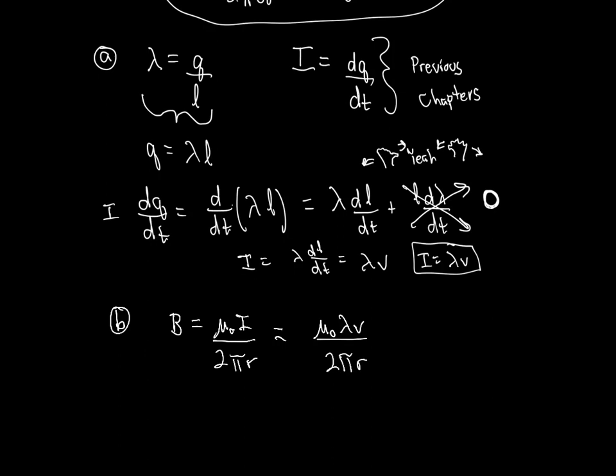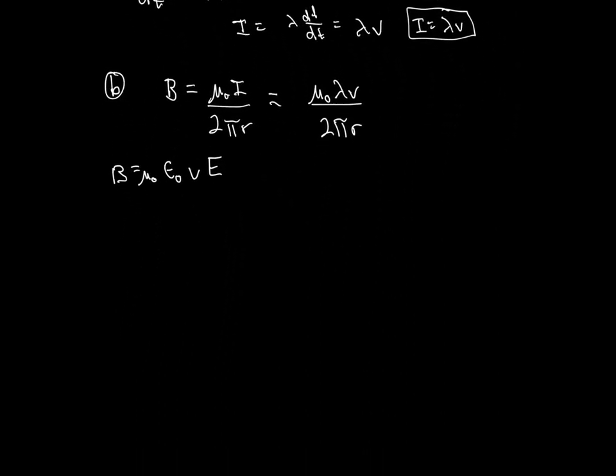In the problem itself, they ask us to prove that B is equal to mu naught times epsilon naught times V times E. So I have to somehow prove that these two are the same.